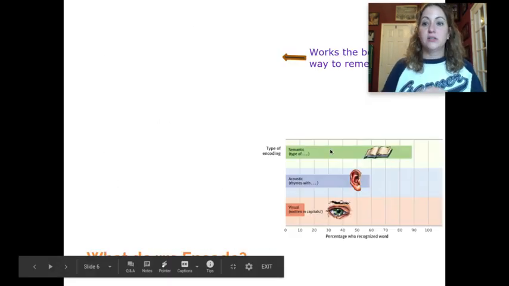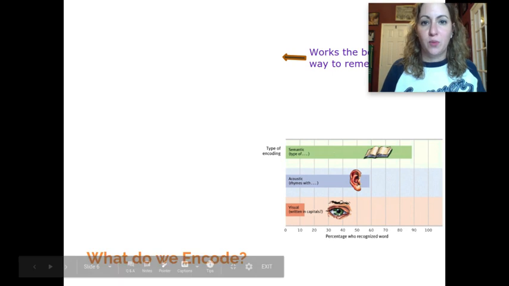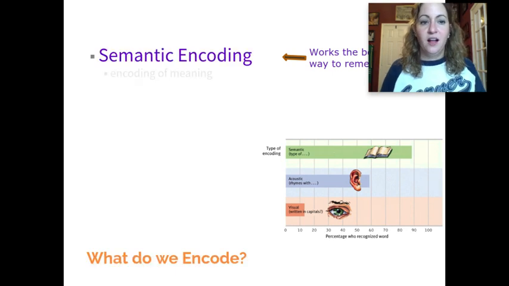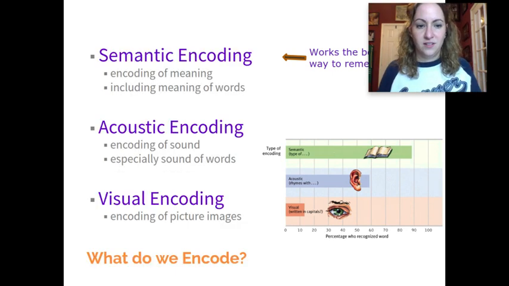Okay, so still talking about encoding, what's the best way to get information into our head? So there's 3 different ways.